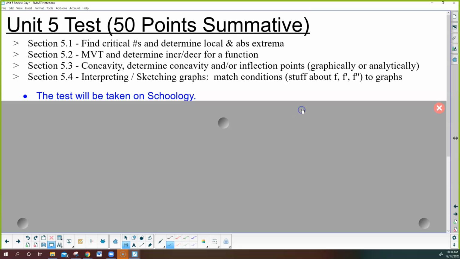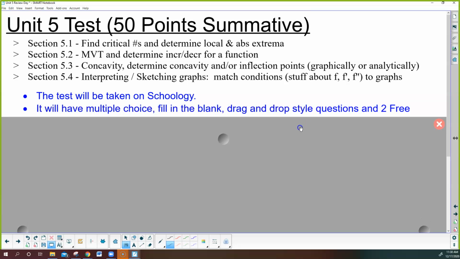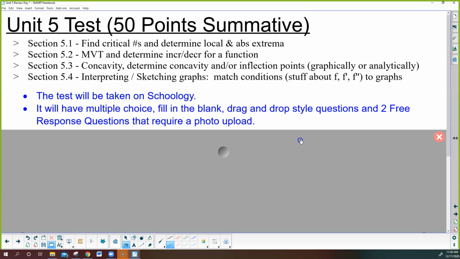So the test will be taken on Schoology, and you are going to have to submit an image for, actually, there's 3 problems, not 2. Made a mistake on that. So it's going to be, I think, 8 multiple choice, 3 fill in the blank, and 1 drag and drop, and then 3 questions overall. I think it's 14 questions, but it might be 15 because we put that academic integrity statement that you just got to fill out.